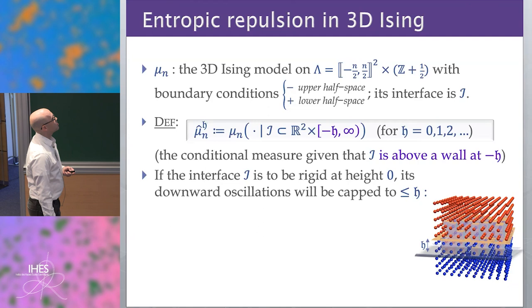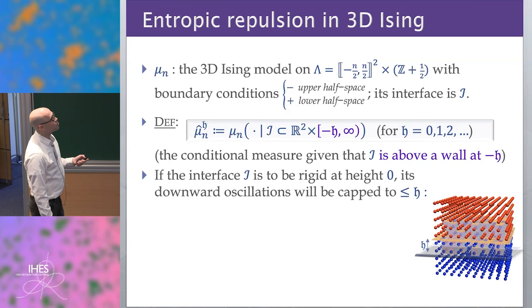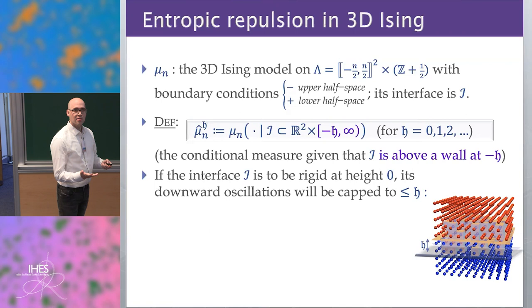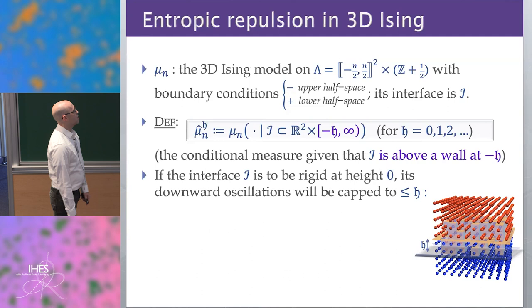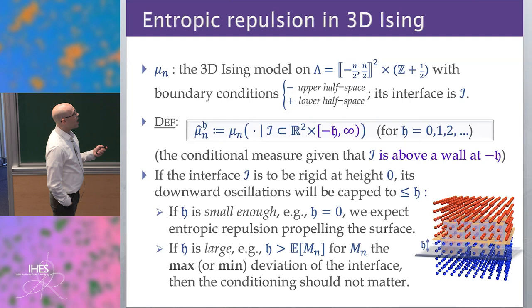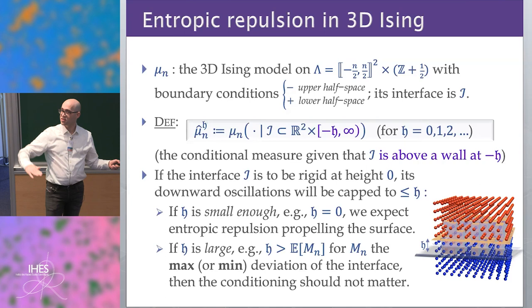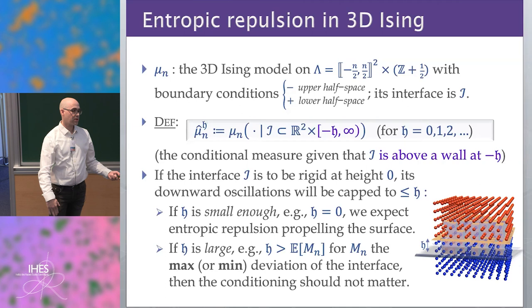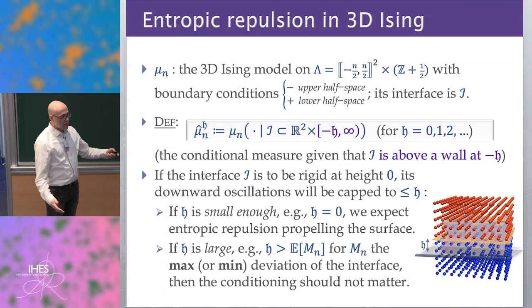What we can think is that if you take this h to be very close to the surface, let's say at height 0, then just like in the literature starting from that paper of Fröhlich and his collaborators, the interface is going to be propelled and it's actually going to diverge logarithmically. And if you take h to be very large, meaning the wall is far, far below, as large as what you expect the maximum or the minimum of the interface, this is symmetric, then you don't really feel the effect of the wall because the interface is never going to dip that low anyway. So there is going to be a phase transition between the wall at h actually propelling the surface and the wall doing nothing. And this is the effect that we're trying to understand.